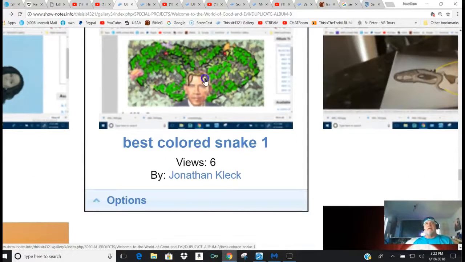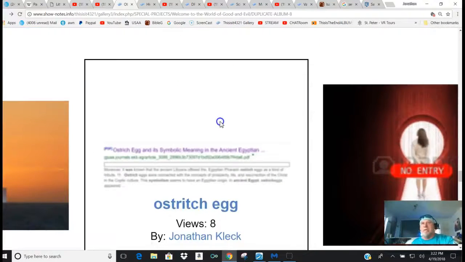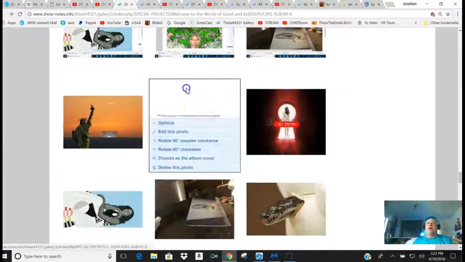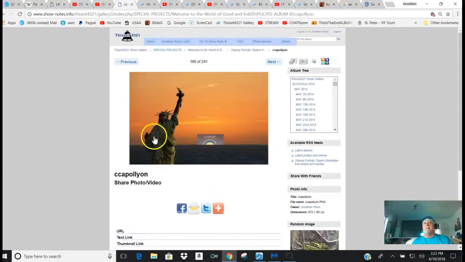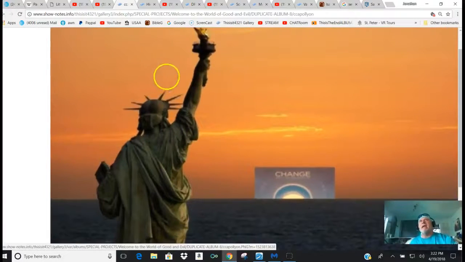There's the eye, there's the fangs. And there's a sperm on his face, and there's a serpent eating a smaller sperm. No doubt about it. The ostrich egg represents the resurrection of the Christ. Here is the Queen of Heaven, the Statue of Liberty, holding a penis in her hand. There it is. See the penis right there in her hand.